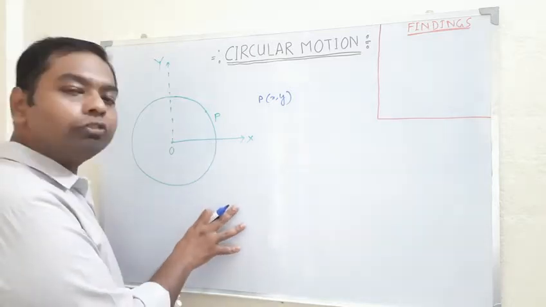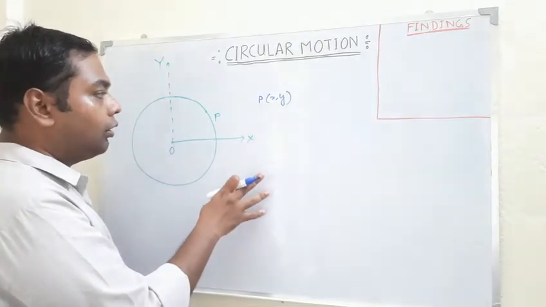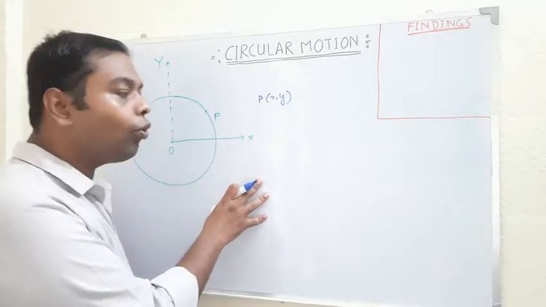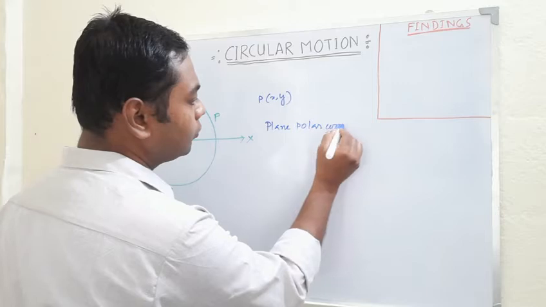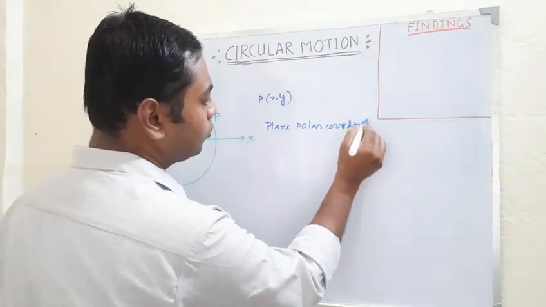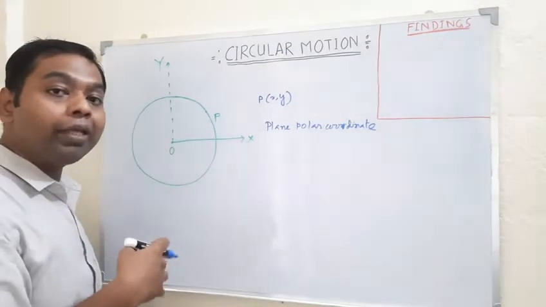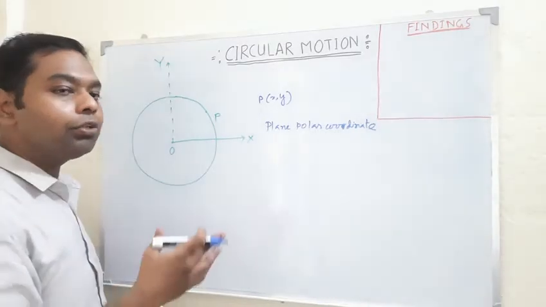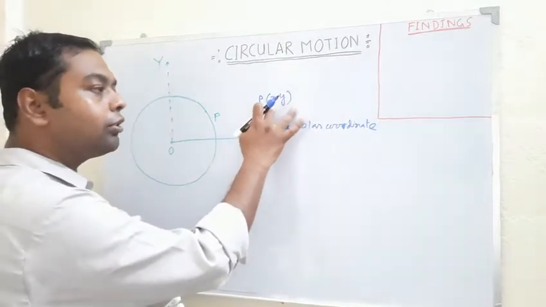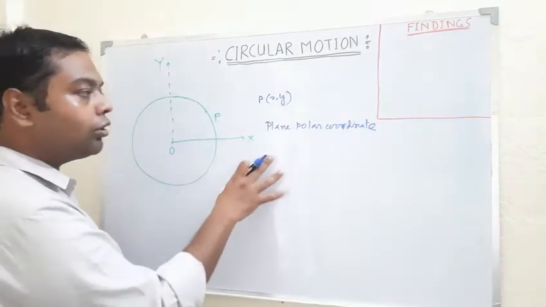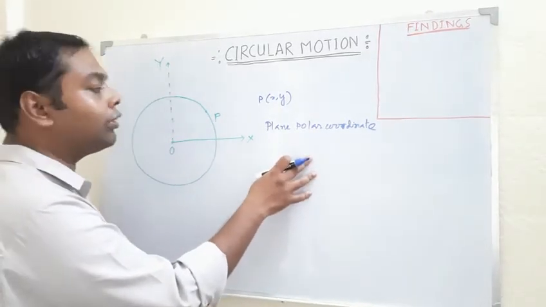To describe the motion of a particle in a circular path, we use a different coordinate system called the plane polar coordinate system. Now, what is this? Plane polar coordinates make it much easier to describe the motion of a particle along a circular path instead of the Cartesian coordinates. Now, what are the coordinates? What are the variables that we need in plane polar coordinates?